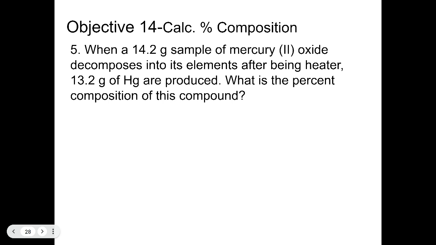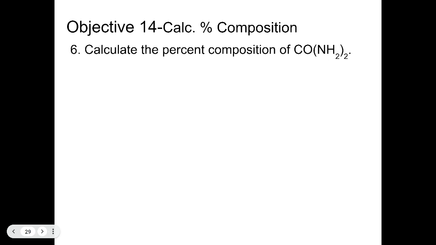Okay, moving on to the next one. Calculate the percent composition of carbon monoxide. I don't even know what NH2 is. That's a nutso compound, but we can do it together.